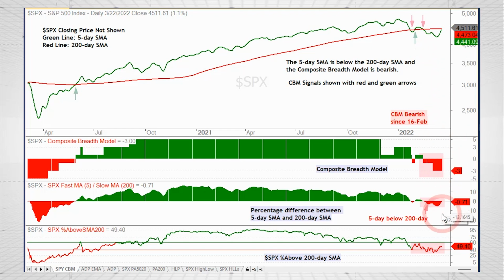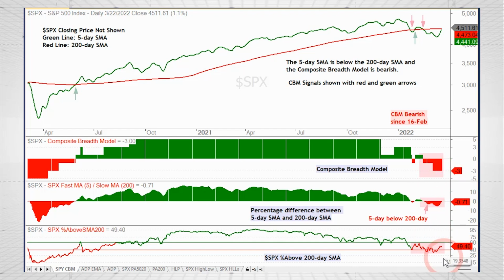But, you know, I don't think we're going to get a cross. Maybe we do, maybe we don't. But I use this composite breadth model here, and you can see that's at -3. And that means 4 of the inputs are bearish. One of the inputs is bullish, and it's been bearish since the middle of February 16th. And so regardless of what's happening in Ukraine or in the world or with inflation, this tells me what's happening underneath the surface in the stock market. And right now, the composite breadth model is bearish.